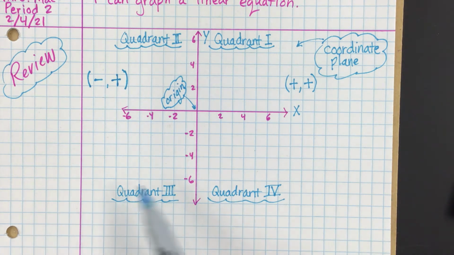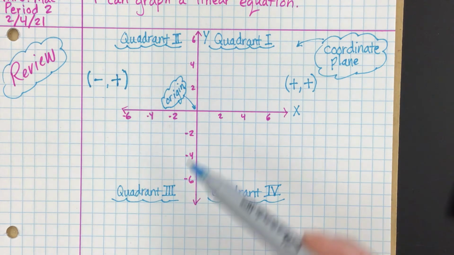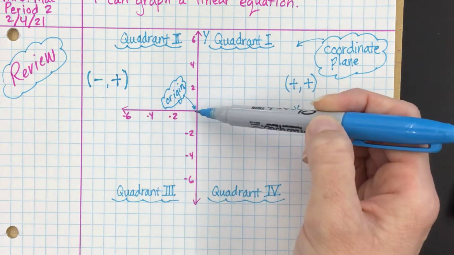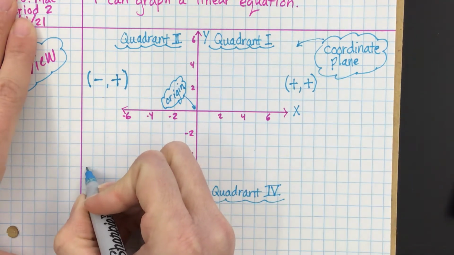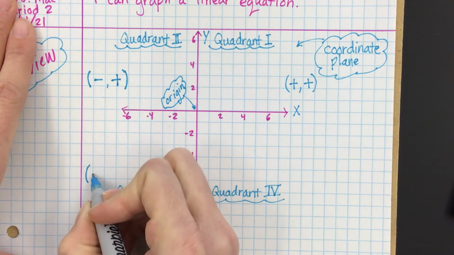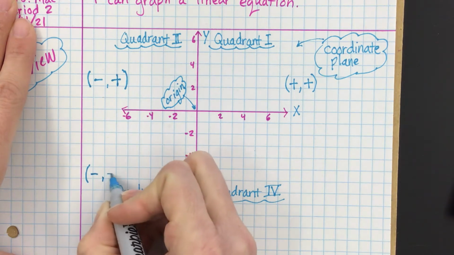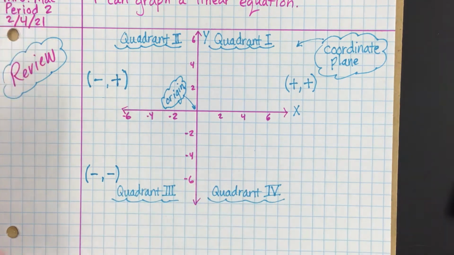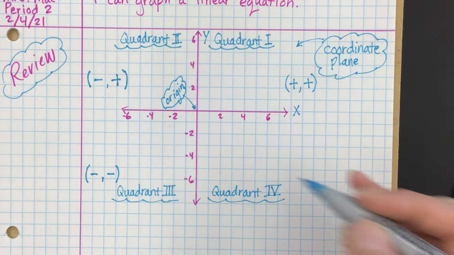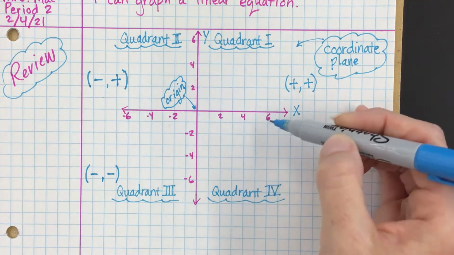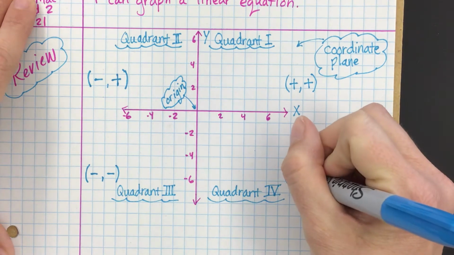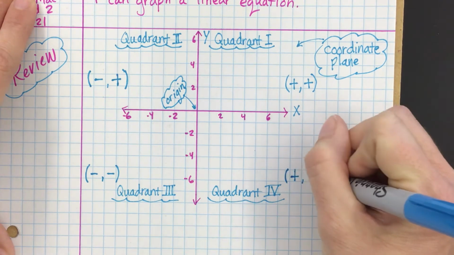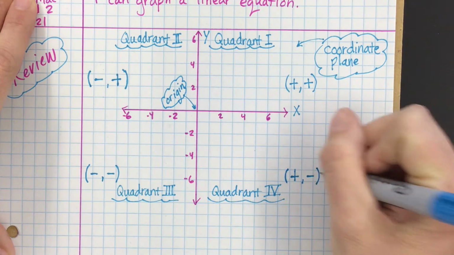And then quadrant 3, both your x is negative and your y is negative. So if you're having a really bad day, we can say you're in quadrant 3. Negative, negative. And then quadrant 4, your x will be positive, your y will be negative. So your x is positive and your y is negative.